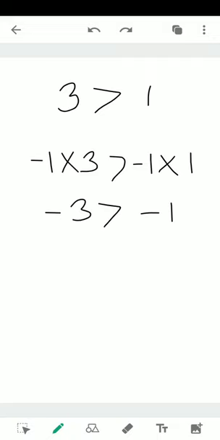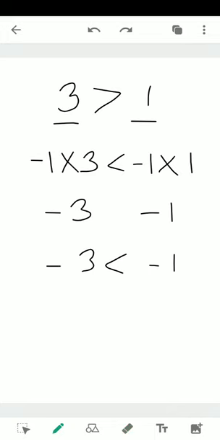Now many of the students would have noticed over here that this relation is not true. What I'm trying to say is that -3 is not greater than -1. Instead, -3 is less than -1. Now what should be done for this kind of situation is very simple. Whenever you multiply any inequation by a negative number, the sign of inequality has to change. So if this was greater than, here it has to become less than as soon as you multiply. I hope this is clear.